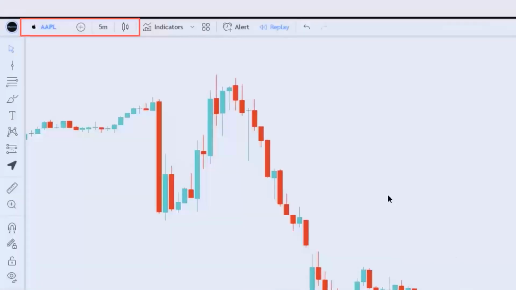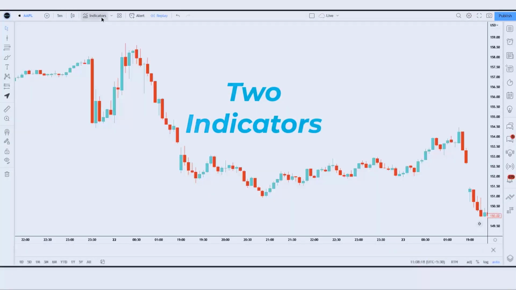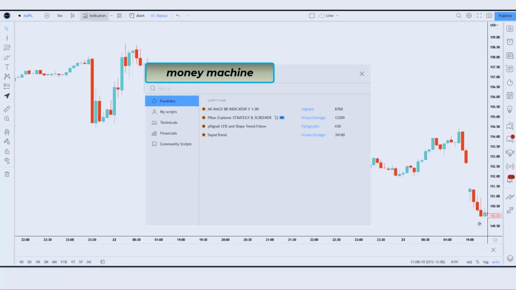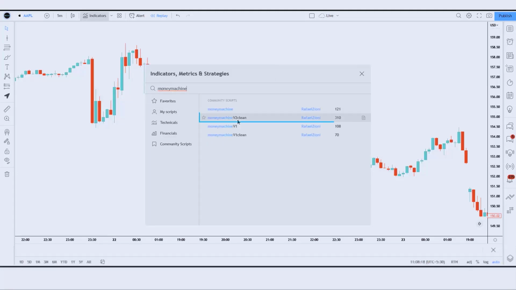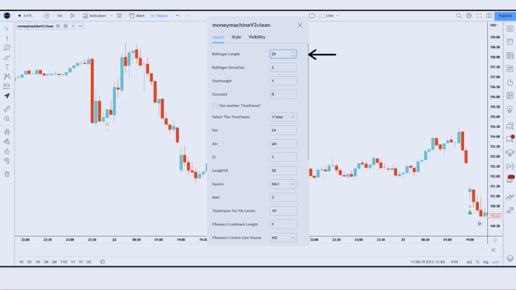First of all, we open the 5 minutes chart of Apple. We will be using 2 indicators in this strategy. We will search Money Machine indicator in the search box of TradingView. After that we have to click on the Money Machine indicator option, in which we have to change some settings. We have to keep Bollinger length as 23, select the time frame as 5 minutes, length 10 as 21.